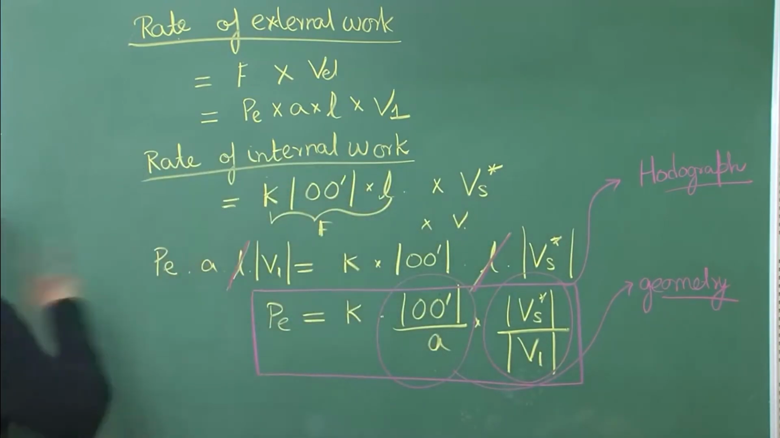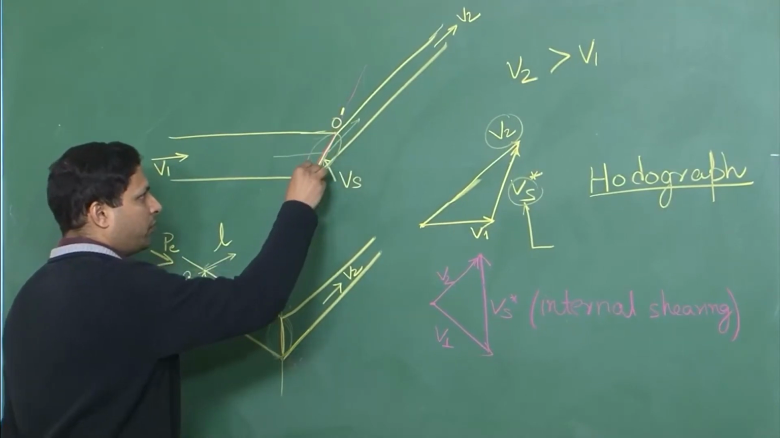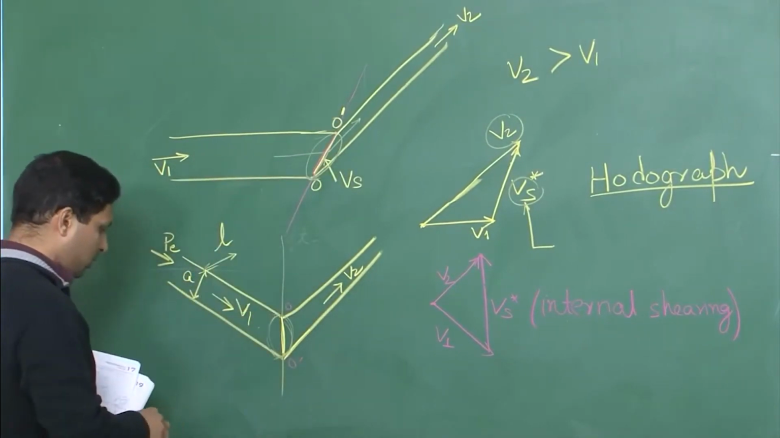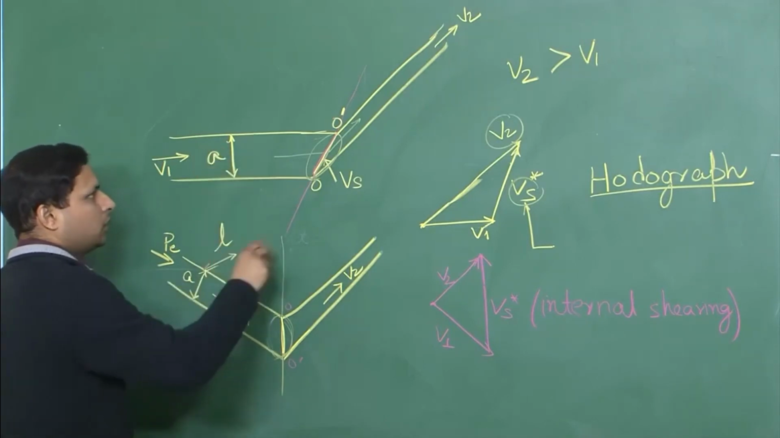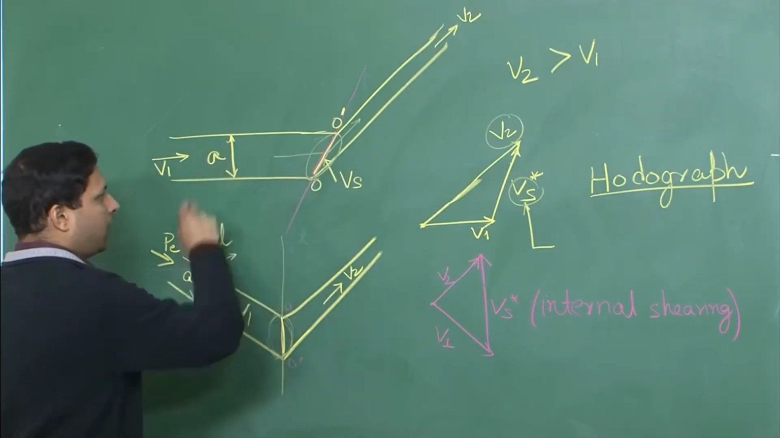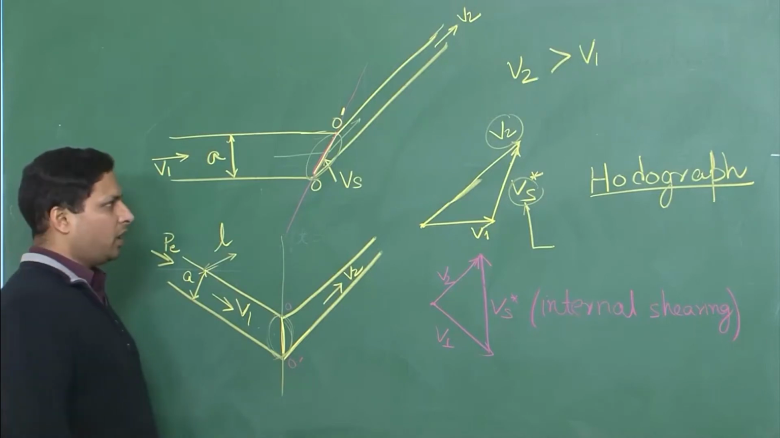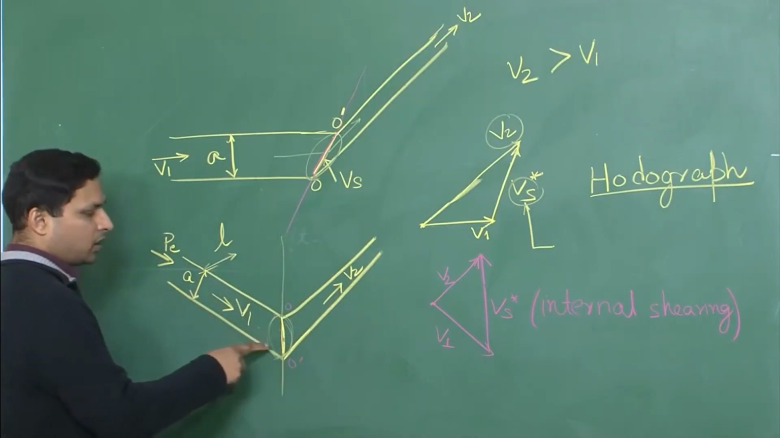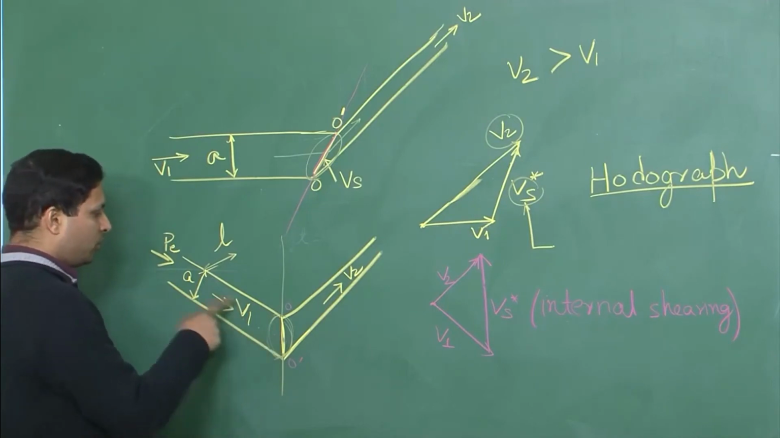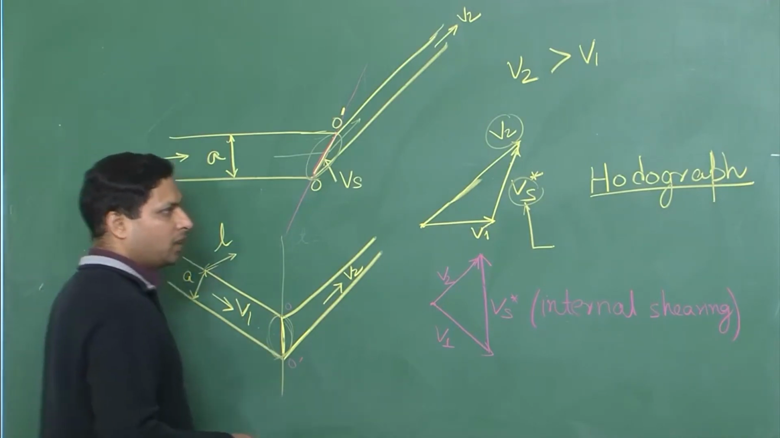So, let us come back to this one. Over here you can see you can get a relation between O prime and A. The relation between O prime and A, you will obtain from the geometry of the problem. Over here also, you can get the relation, what should be the ratio between O prime and A.